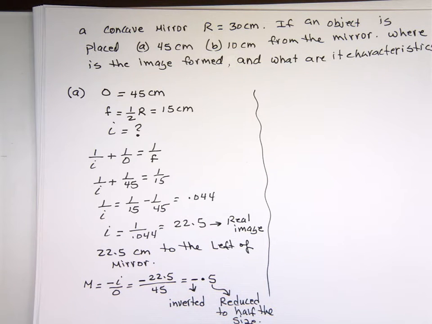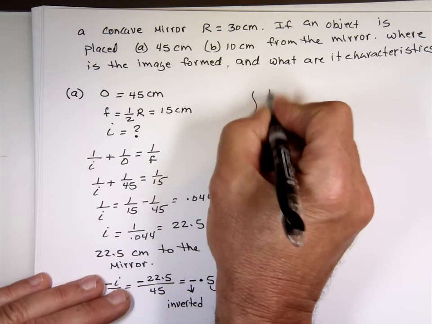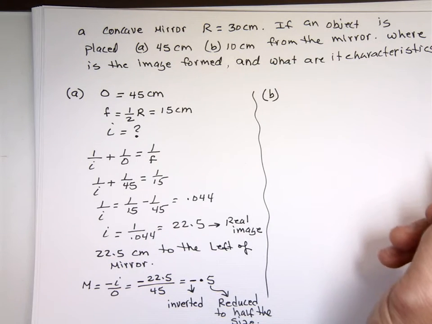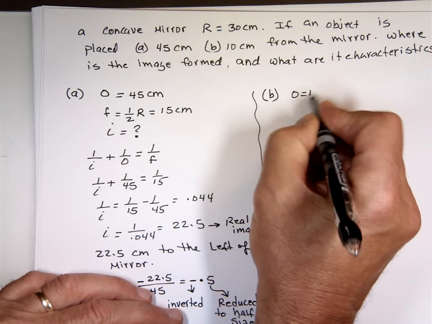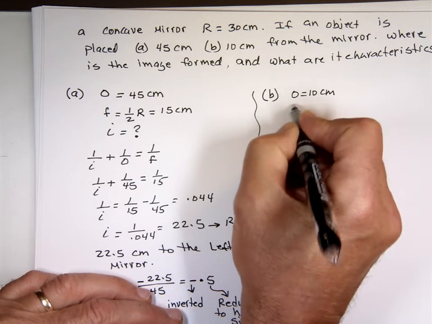So I'm telling you everything about the image. The image is a real image. It's on the left side of the mirror. It's 22.5 centimeters to the left of it. It is upside down. It's shrunk to half the size without having to graph it. Now part B, what will happen if the object is 10 centimeters? So the object now is 10 centimeters. The focal length is 15.